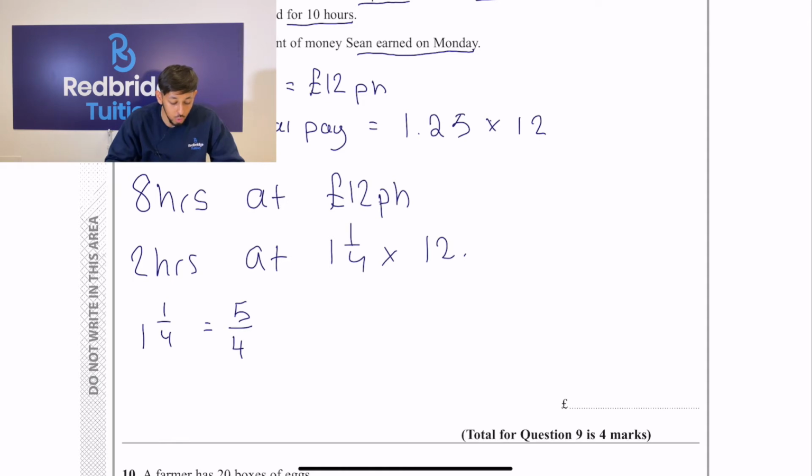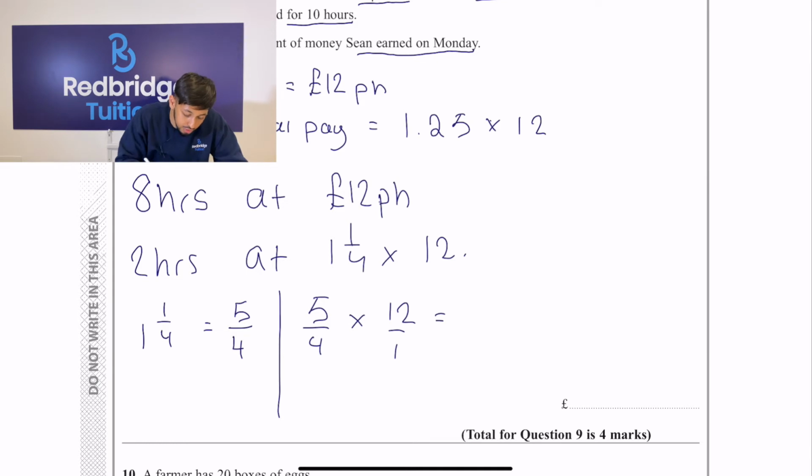Now we can go ahead and times this value by 12. Now when you have a whole number, the number is over 1. So we would have 5 over 4 times 12 over 1. We proceed to working this out to get 5 times 12, which is 60, over 4 times 1, which is 4.